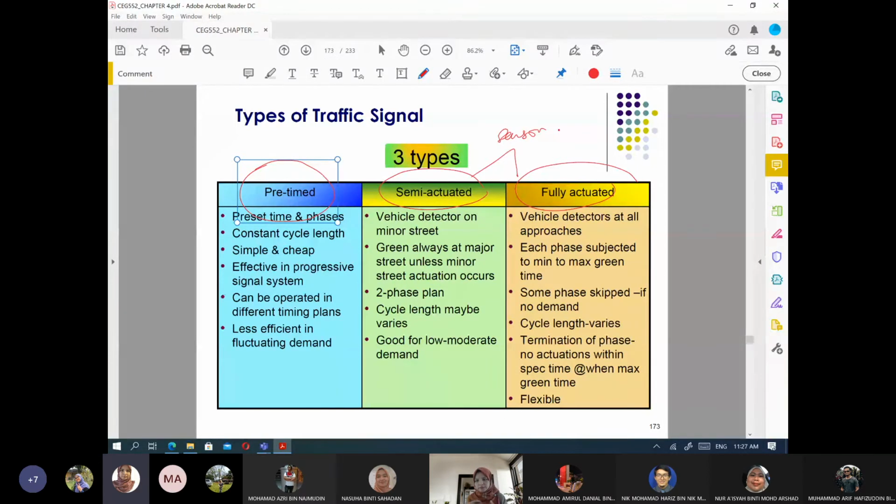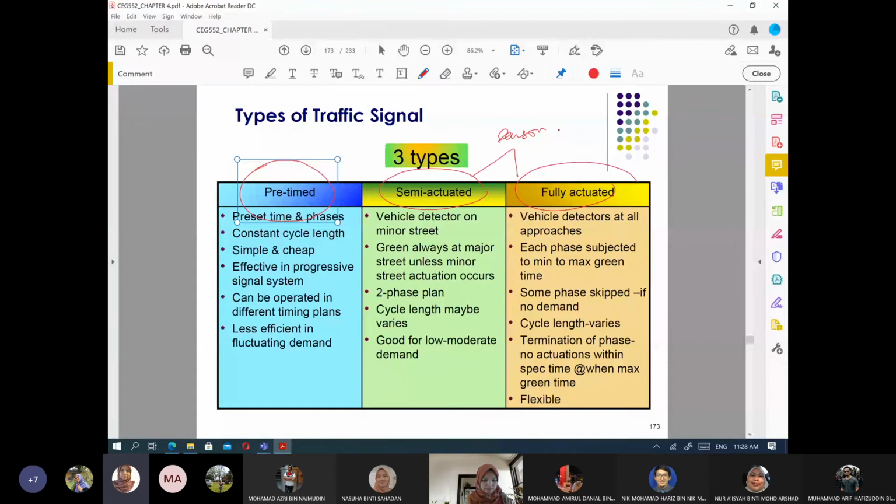Kalau yang north south akan bergerak sekali. North south tu kita consider, kalau north south tu yang major, kita akan kata north south phase pertama sebagai major, east and west tadi sebagai minor road sebagai fasa yang kedua. Dia mesti dua fasa saja. Cycle length may vary, mesti berubahlah bergantung kepada there is vehicle or not on the minor road. And if there is no vehicle on the minor road, the cycle length for the major road will be very long. Okay, good for low to moderate demand.